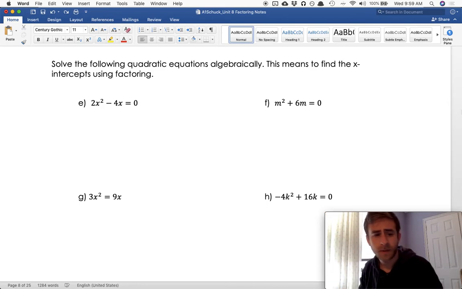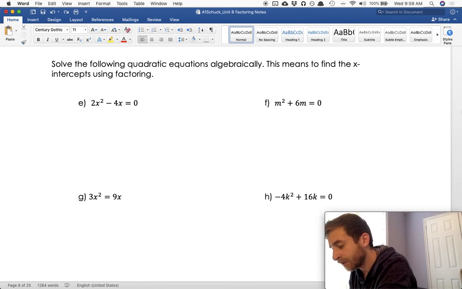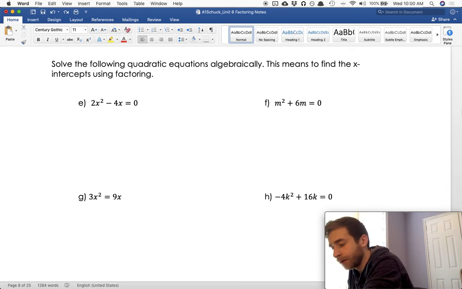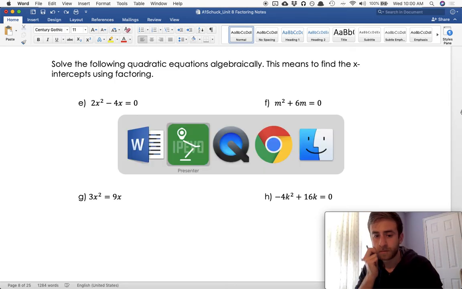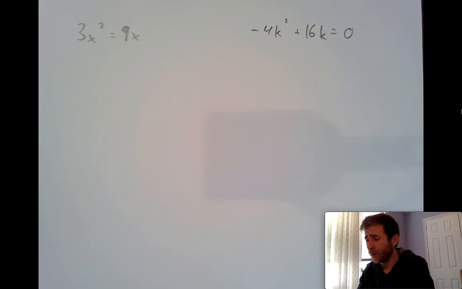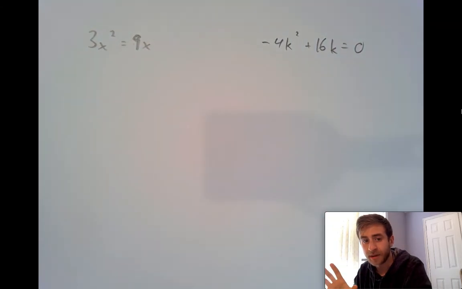3x squared equals 9x. Now, this one, and I'll just copy the other one: negative 4k squared plus 16k equals 0. This example over here is definitely a weird one because it's not equal to 0. So we got to be really careful here.